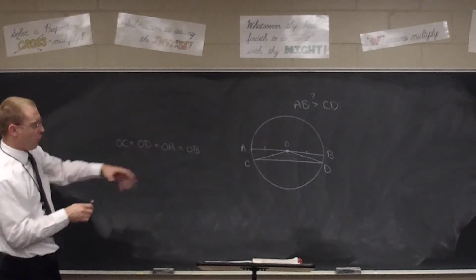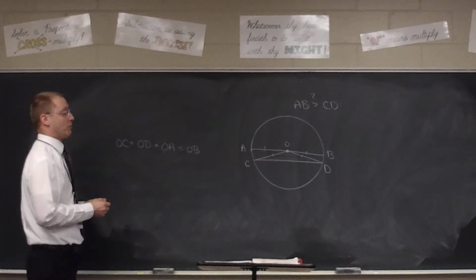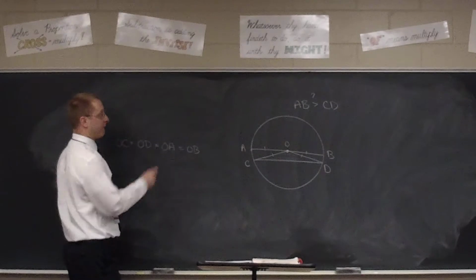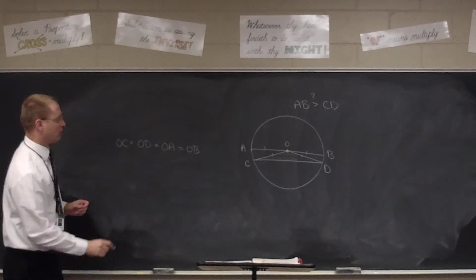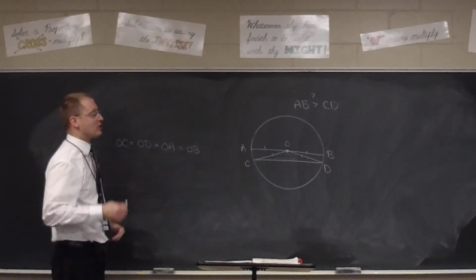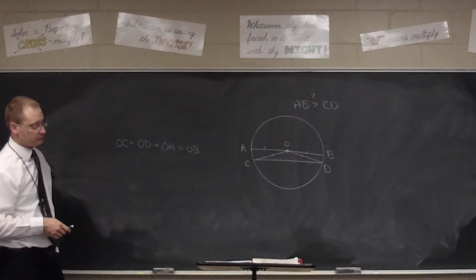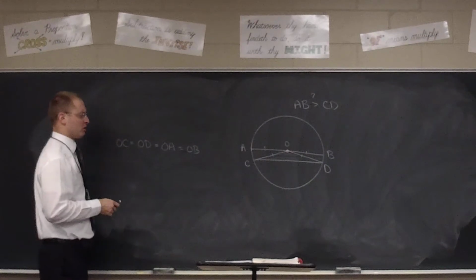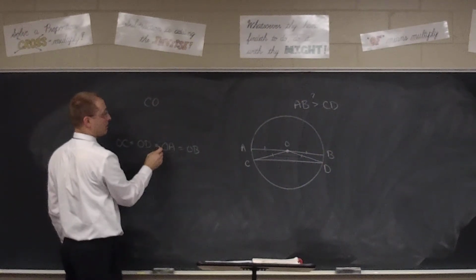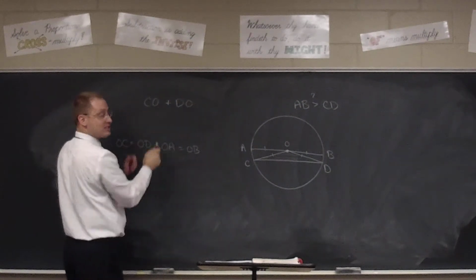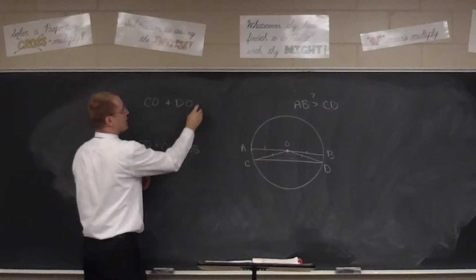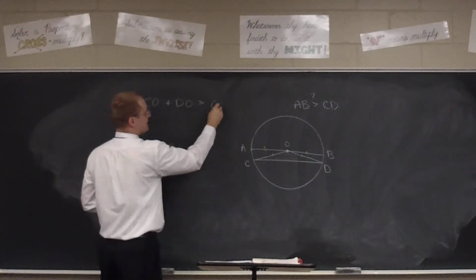So look at our triangle. What fact must be true? Anyone? The sum, there should be an addition here, of two sides of a triangle is greater than the third side. CO, that's one side, plus DO, that's the sum of two sides. Not equals. The sum of two sides of a triangle is greater than the third side, CD, right?